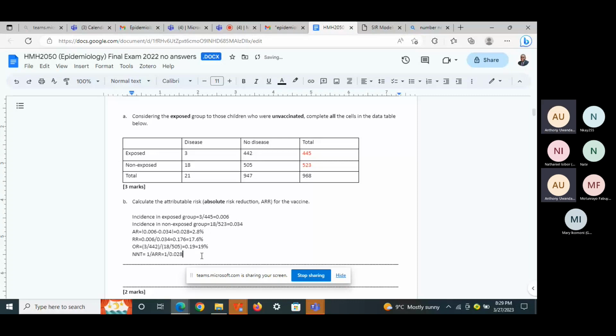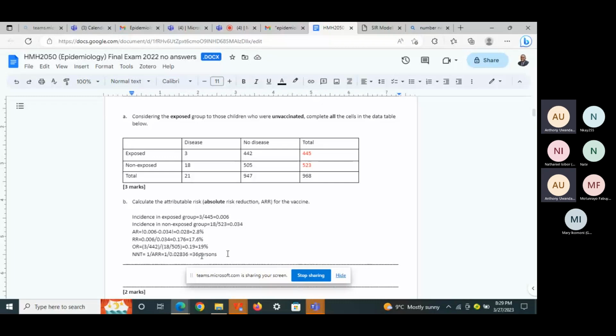So how will you interpret it? That means we need to treat 36 people to stop one death. One harm. Okay, one death, because we said death now. So I think these are all the basic parameters you will need to calculate.